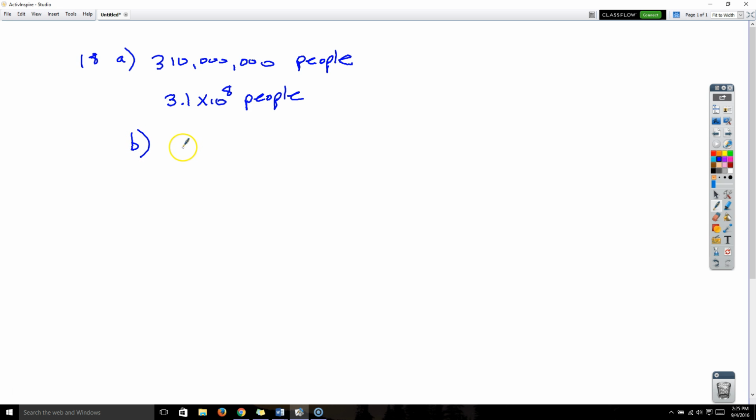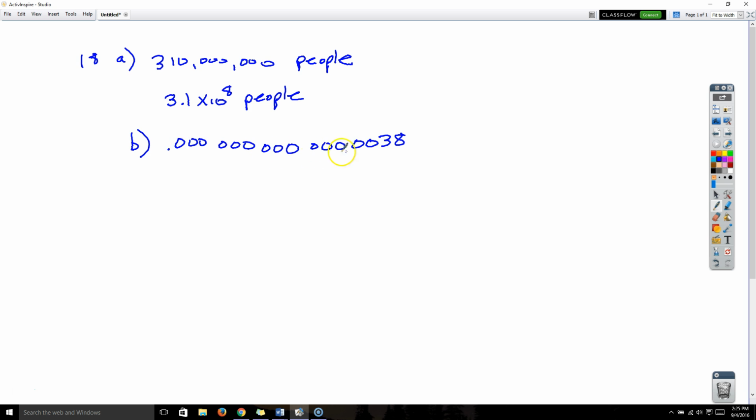mistakes. Letter B, for the second one, we've got a really small measurement. It's 0.0000000000000, and then 0038.